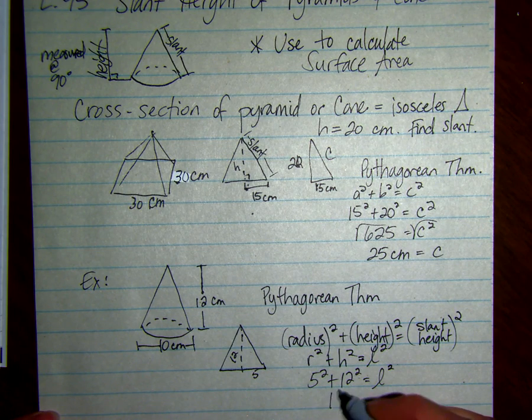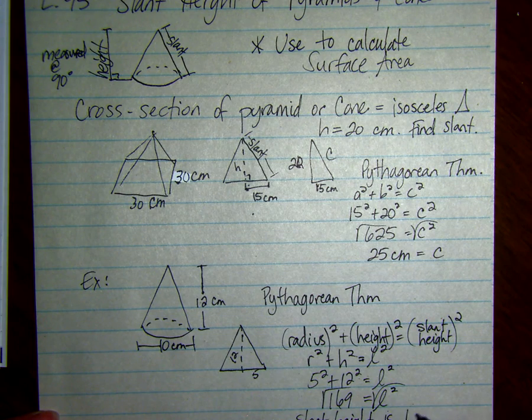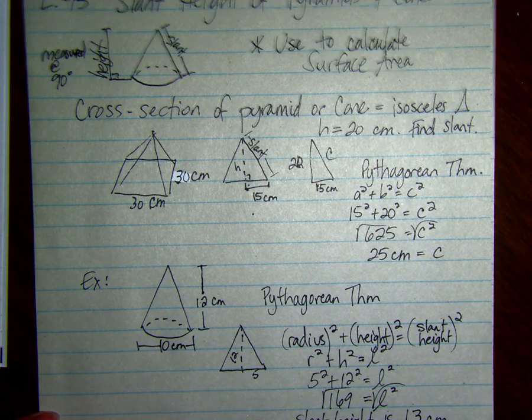25 plus 144 is 169. Take the square root of both sides, and we have L equals 13. So the slant height is 13 centimeters is what we said.